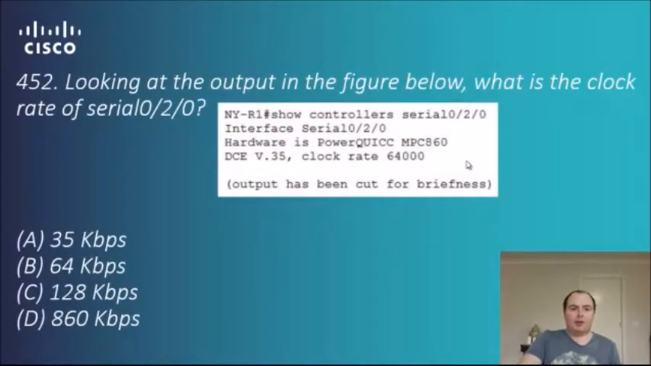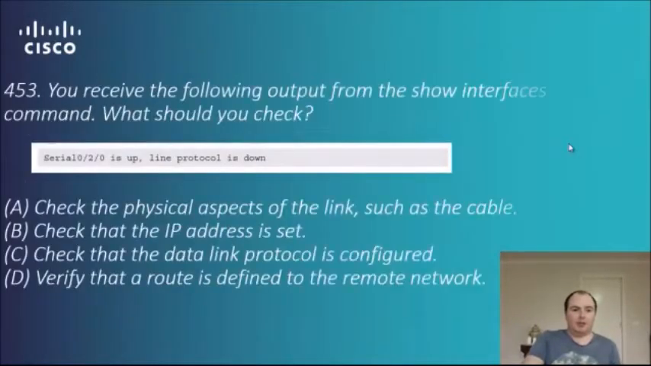We've got 452, looking at the output in the figure below, what is the clock rate of serial 020? And we've got 35 kilobits per second, 64, 128, and 860 kilobits per second. So it's not going to be 860 because that's just the name of that. Let's see if we can find 128, we can't. 35, that's just the version of the DCE. And 64,000, which is pretty normal standard clock rate, is B, 64 kilobits per second.